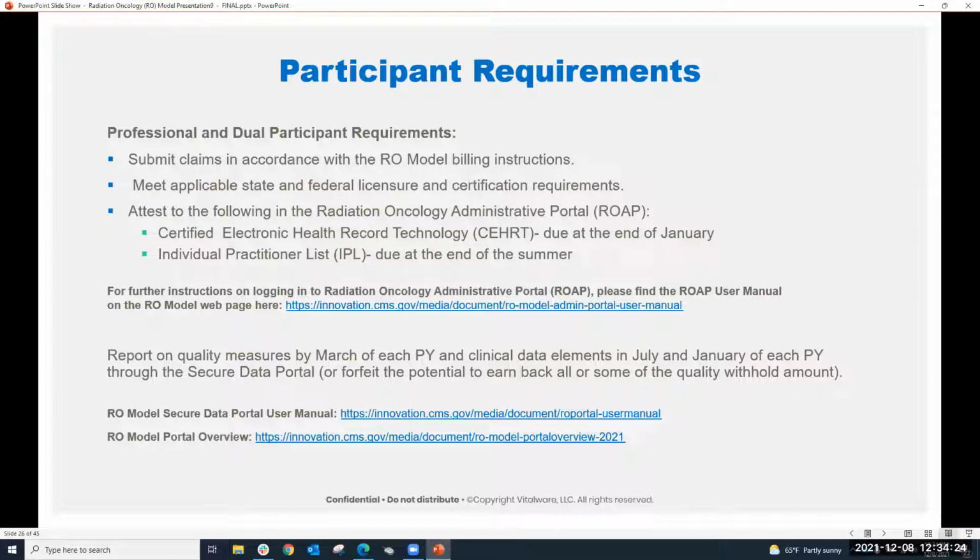The next requirement is to report on quality measures by March of each performance year, and clinical data elements in July and January of each performance year through the secure data portal, or you forfeit your potential to earn back some of the quality withholding. I also have instructions here on how to access the secure data portal.